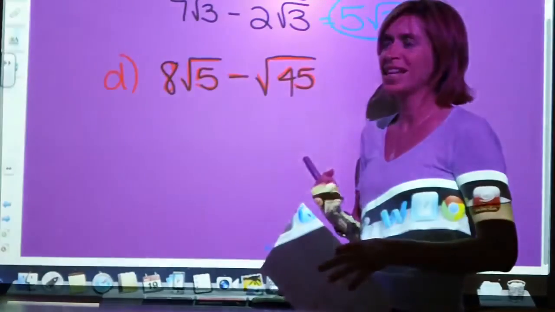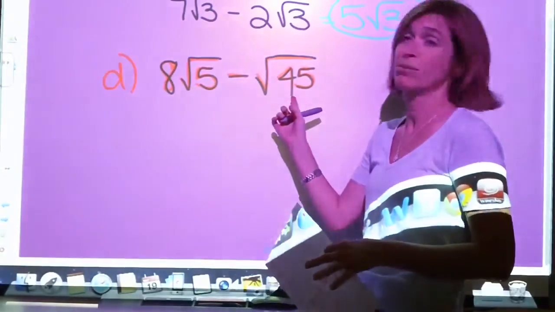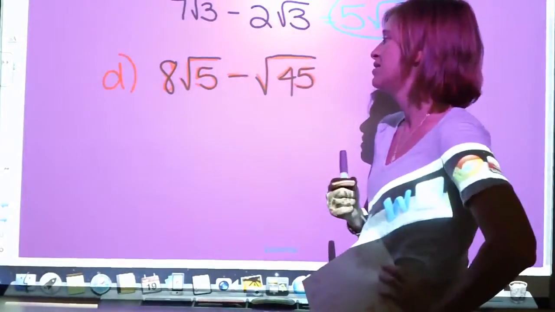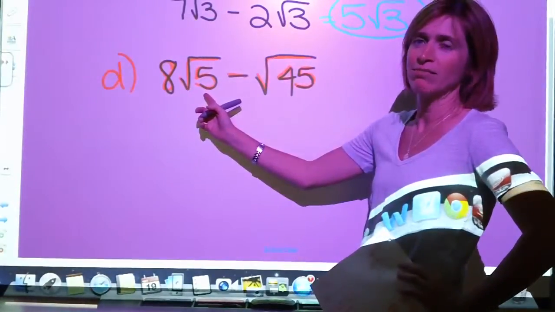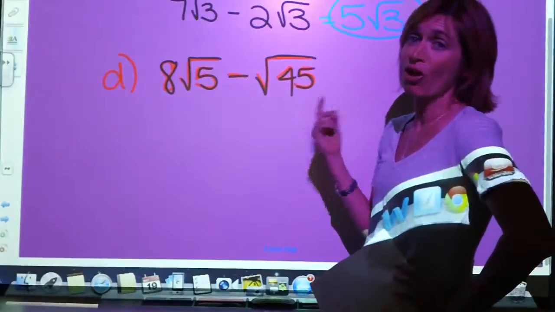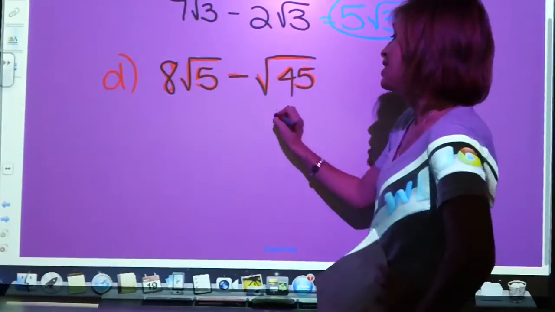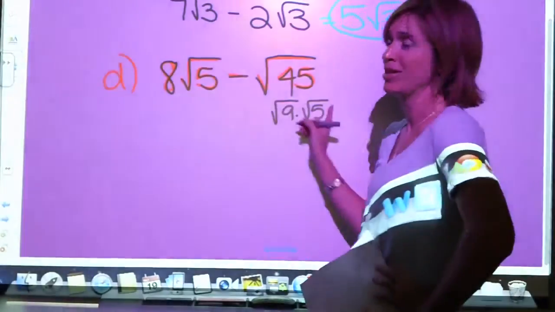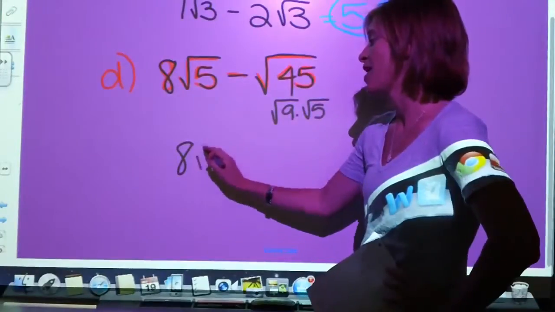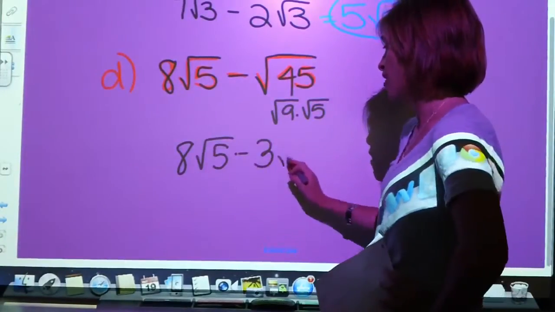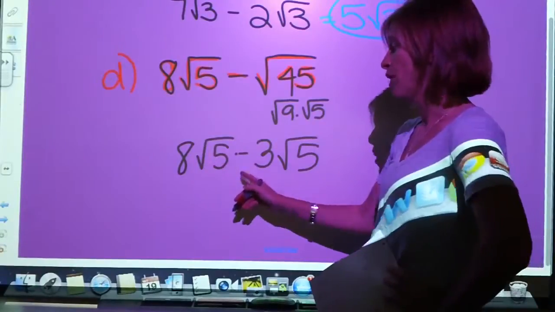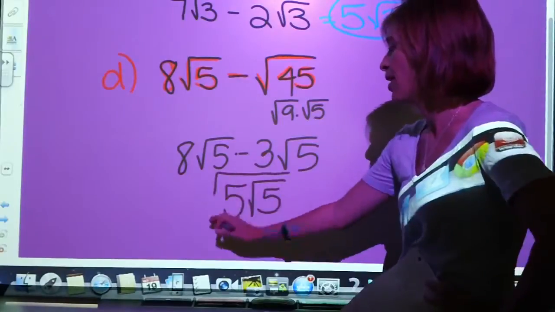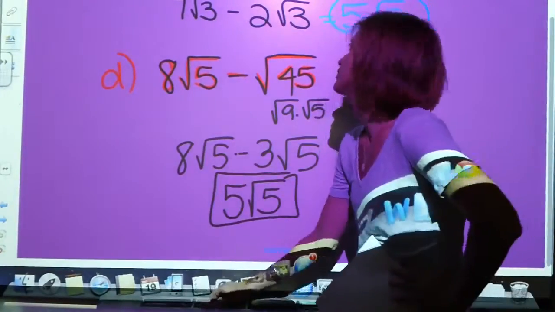All right, now they're not like. So in my mind, Coach Fred's thinking, I really have got to simplify this 45 if I can. And actually, I'm thinking a little bit ahead of myself because I want it to be root 5 times something. Well, root 45, if you remember, the largest perfect square in 45 is 9. So we can break it up into root 9 times root 5. There's that root 5 that they have in common. So, simplified, we have 8 root 5 minus 3 root 5, therefore gives me 5 root 5. Okay? All right. Moving on.